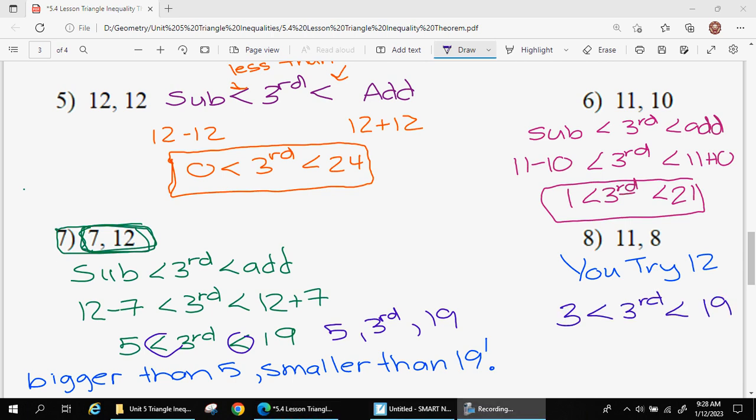So you should have found that our third side should be bigger than 3, smaller than 19. If you did not get those numbers or you did not get both of those numbers, if you are a little confused, that's totally fine. Please do, though, ask for help right now before you go on to the practice problems. Ask for help right now if you need it so we can fix any misunderstandings.